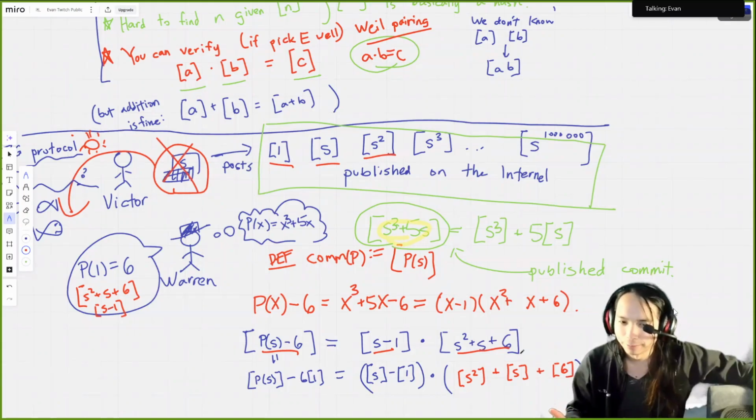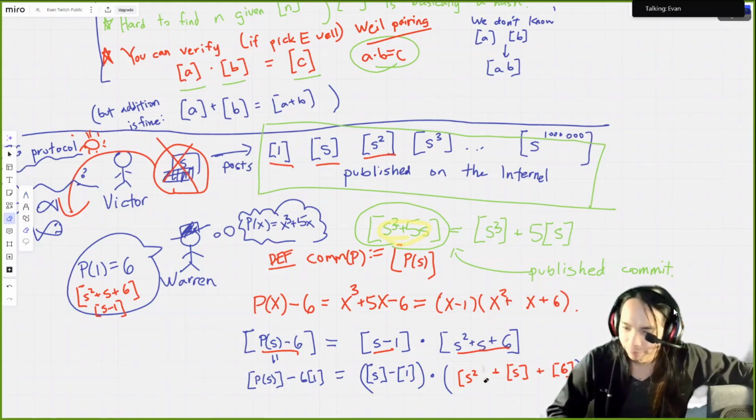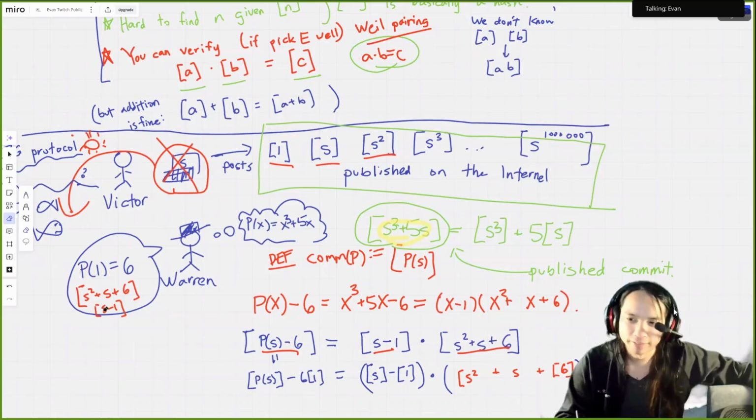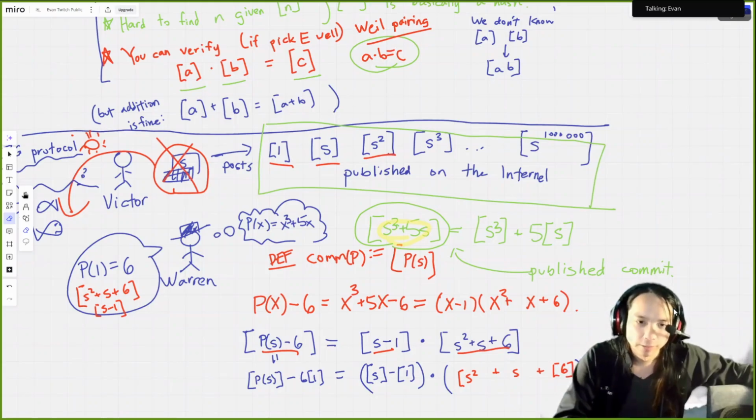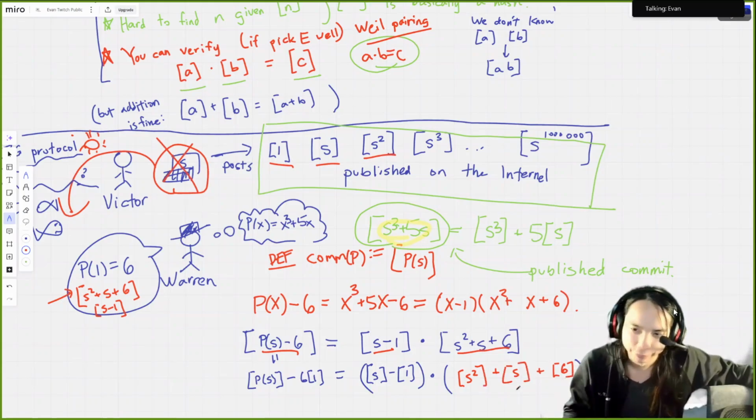Sorry, let me back up. I don't want to decompose this. Warren wants to not reveal anything about the polynomial. So this is true, but what Warren says is just s squared plus s plus 6. So he doesn't tell you that it happens to be made out of those things. He only gives you this particular thing. s minus 1 is fine. But don't reveal that the polynomial is a quadratic polynomial because, for example, Warren doesn't want you to know it's a cubic.